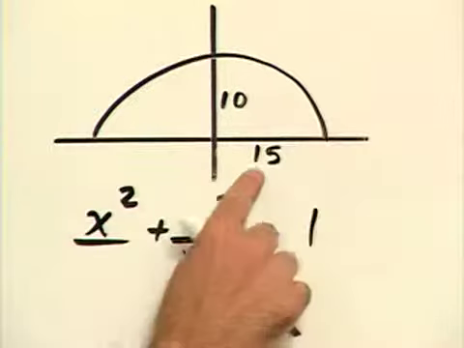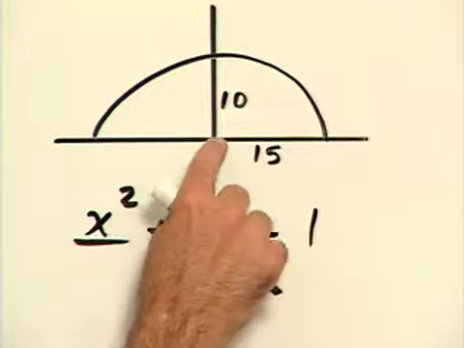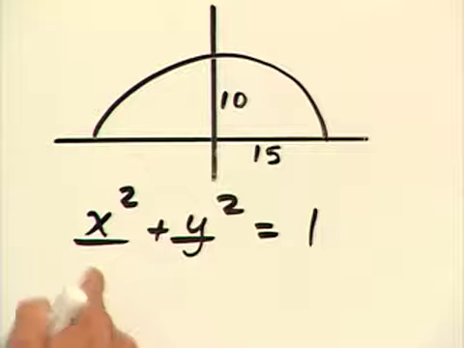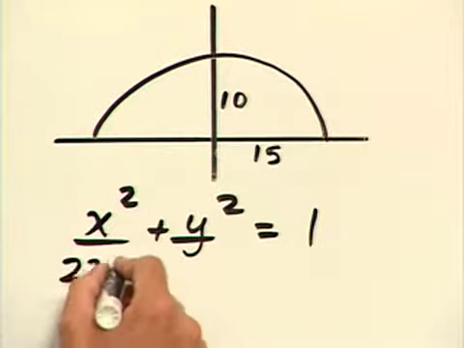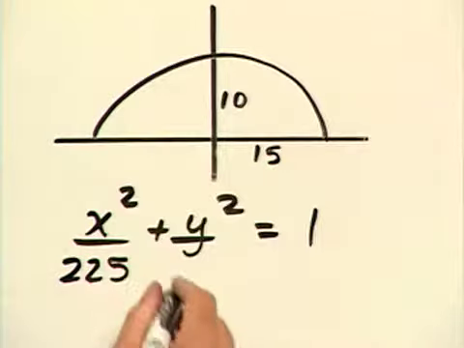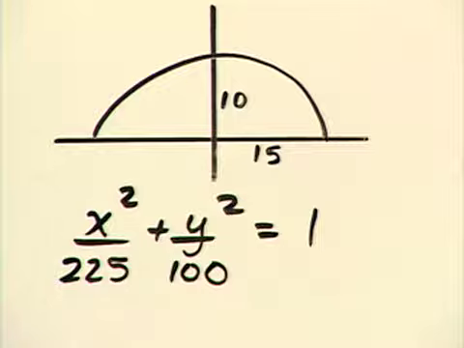Now a is 15 because from the center of my ellipse, the edge of the ellipse is 15 units. So a is 15, which means a squared is 225. Also, my b will be 10, so 10 squared is 100. This is the equation of the ellipse that illustrates this situation.